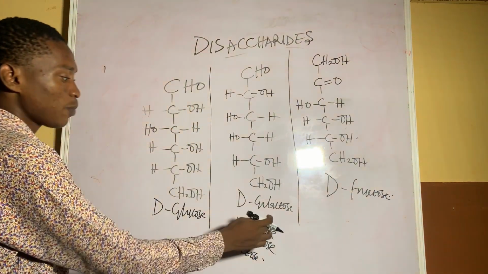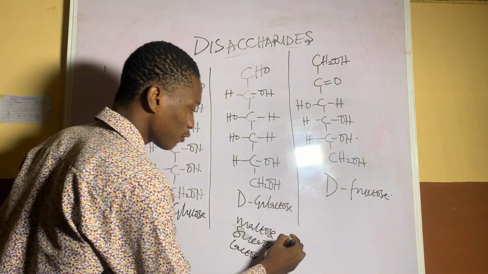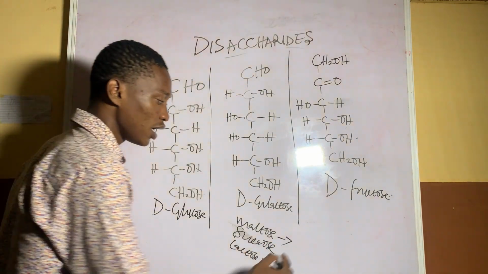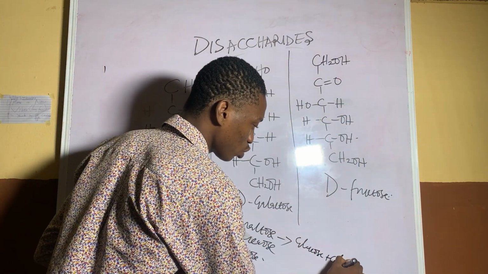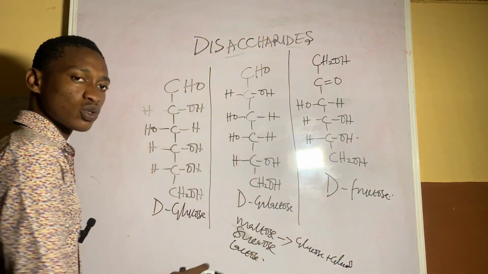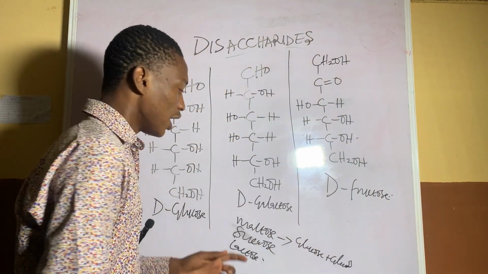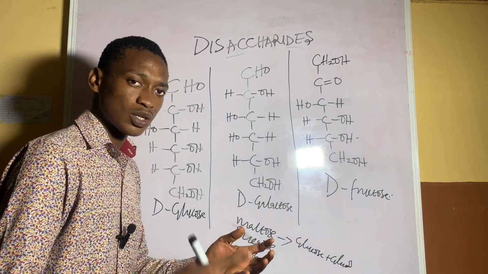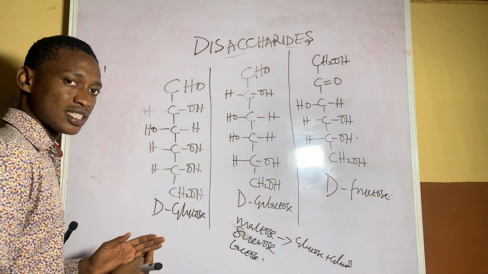For these disaccharides to be formed, two monosaccharide units are joined together. For maltose to be formed, there must be a glucose unit plus what? Glucose unit. That's glucose plus glucose combined together to form maltose. For sucrose to be formed, we're looking at glucose plus fructose. For lactose to be formed, we're looking at glucose and what? Galactose. That is why I drew these three important monosaccharides on the board.